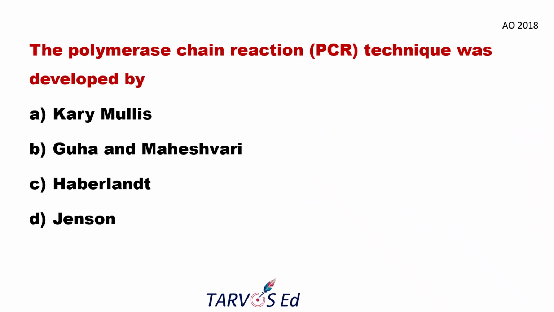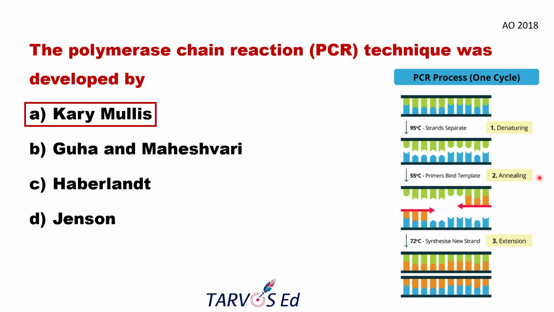The next question. The polymerase chain reaction technique, simply called PCR, was developed by, the answer will be Kary Mullis. You might know that the PCR technique has three important steps: denaturation, annealing, extension. Denaturation is the unwinding step, so the double strand becomes single stranded. Then annealing is where the primer gets attached, then nucleotides are added in a linear fashion. Then extension means synthesis of the new strand. So the process gets repeated.